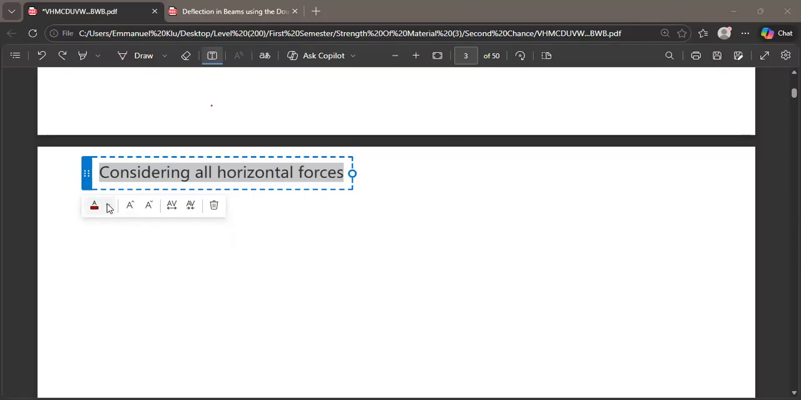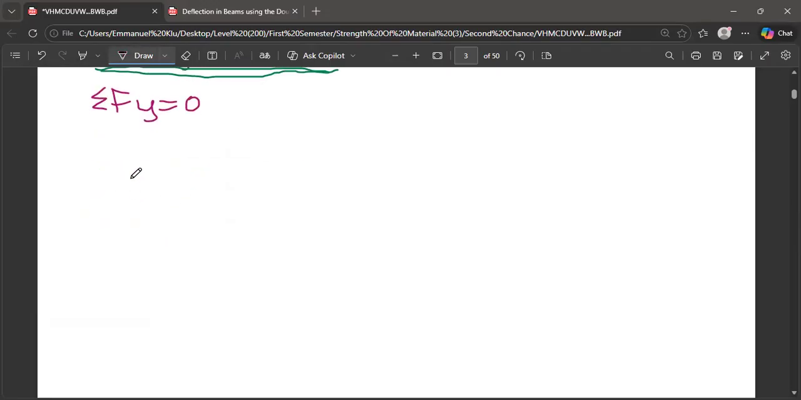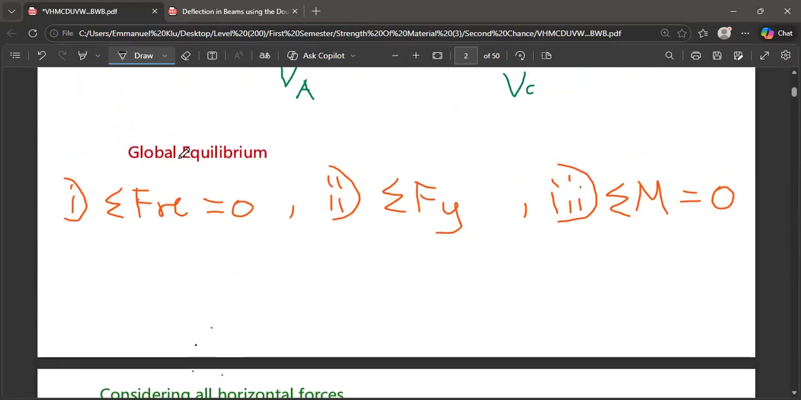Considering all horizontal forces. Exactly. So in the consideration of all our horizontal forces, we are going to equate all our distance to 0. That is, we are going to use our initial rule. And the rule we are going to adopt is that the sum of all forces moving in the y-axis should be equal to 0. Finally, if we want to simplify that, but take note, look at something.